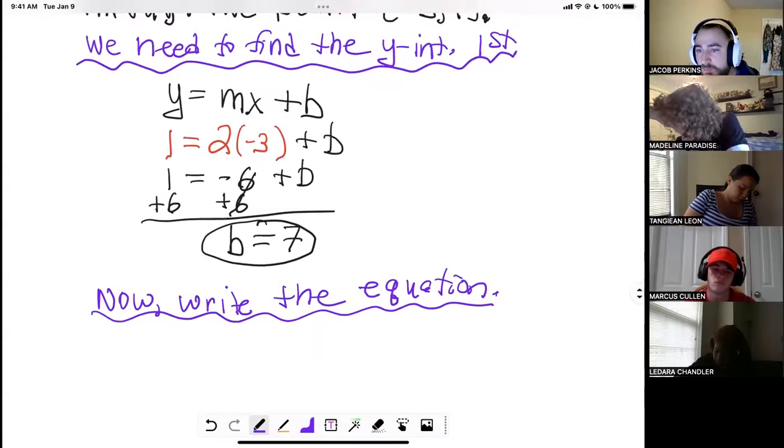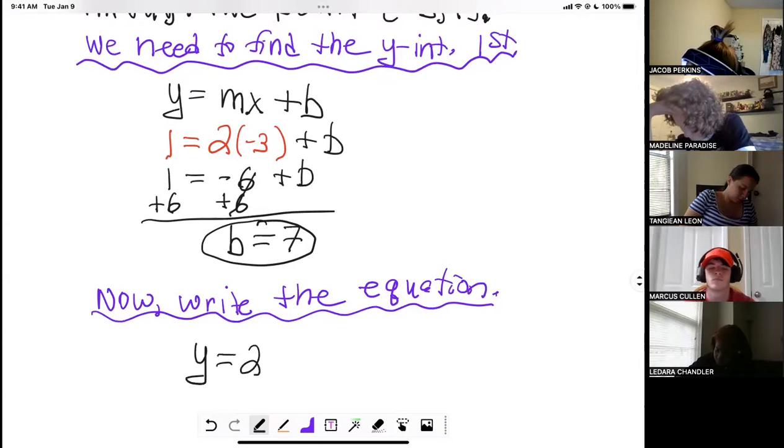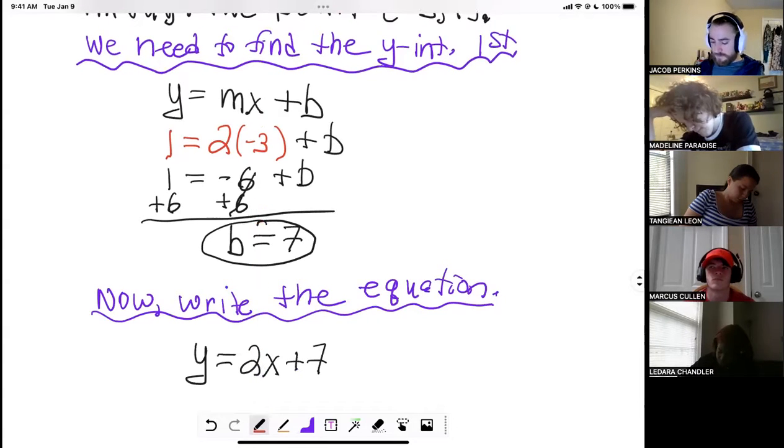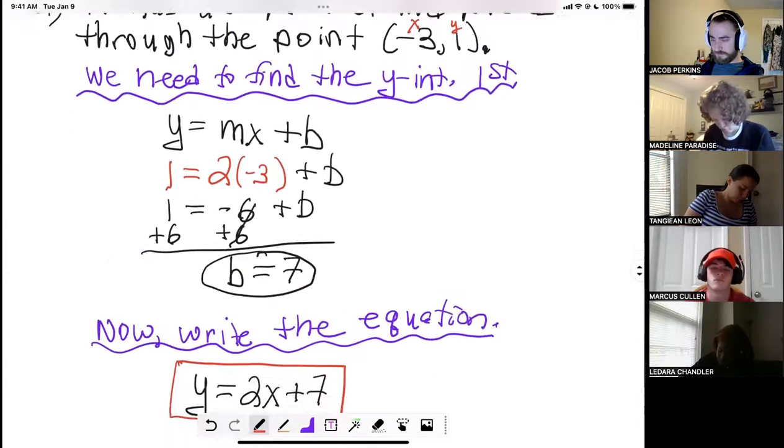Well, it's just like the first one we did. I know the slope. I know b, my y-intercept. So y is equal to, my slope was 2, and my y-intercept is 7, +7. And I have the equation of my line that has a slope of 2 that goes through the point -3, 1.